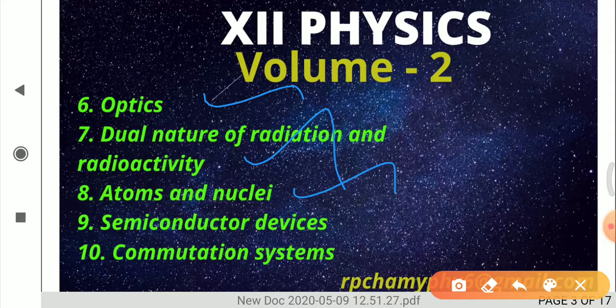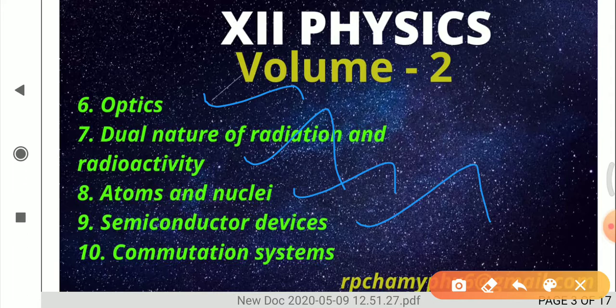By Rutherford's alpha particle scattering method, it was found that inside the atom there is a small sphere of radius 10 power minus 15 meter. Inside that there are 2 constituents, one is proton and the other is neutron. So such things are going to be discussed in the 8th chapter. Okay, then we can move to the 9th chapter.